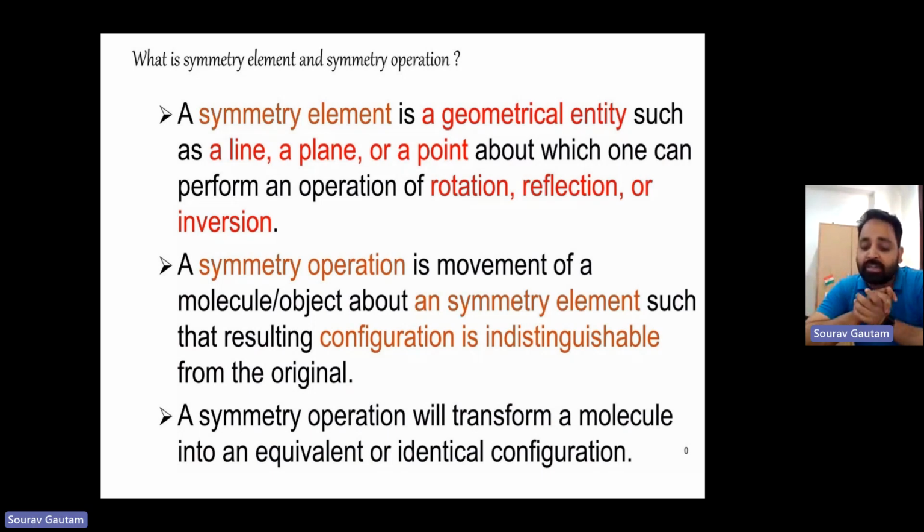So, a symmetry operation is a movement of a body, maybe an object, a figure, a function, such that after the movement has been carried out, every point in the body coincides with an equivalent point, or the same point, of the body in its original form. It means it is a movement of a molecule about symmetry elements, such that the resulting configuration is indistinguishable from the original. A symmetry operation will transform a molecule into an equivalent or identical configuration.